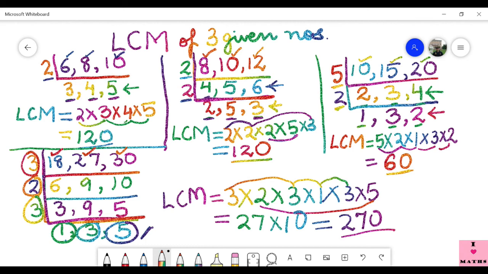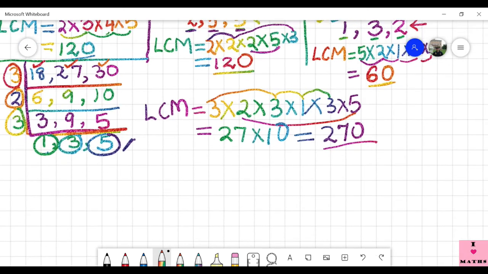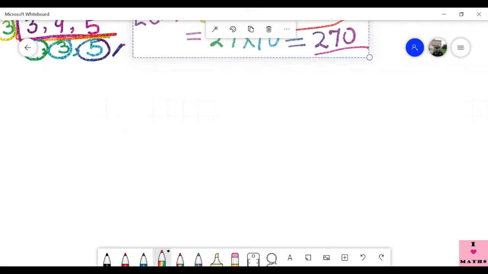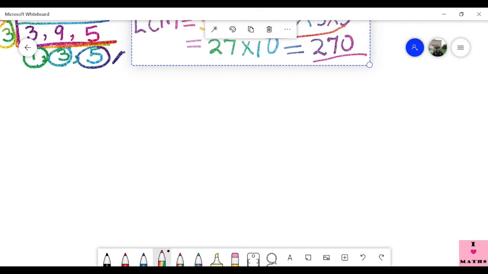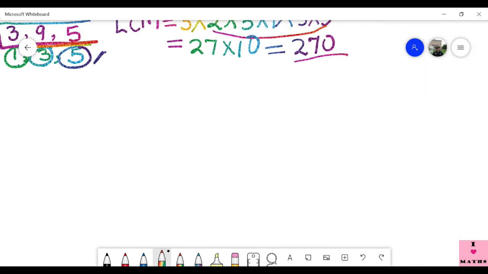Okay. Now, one more very important thing which I want to teach you is if the numbers are coprime, how to find their LCM. Suppose we have to find the LCM of 4 and 9. Now children, 2 will divide 4 but it will not divide 9. 3 will divide 9 but it will not divide 4.